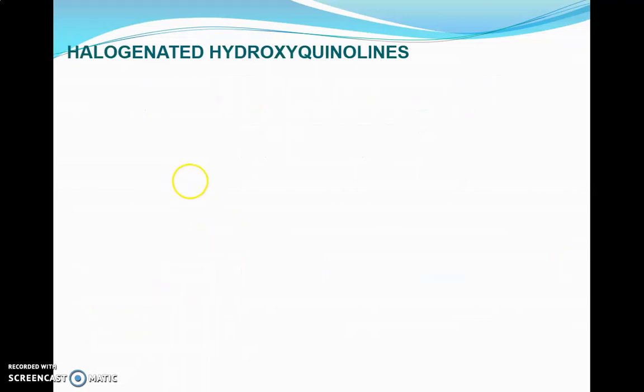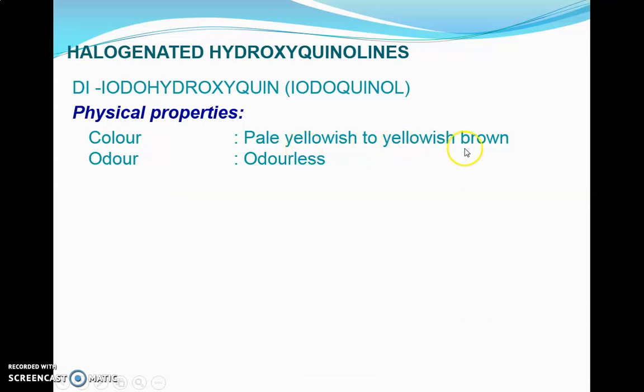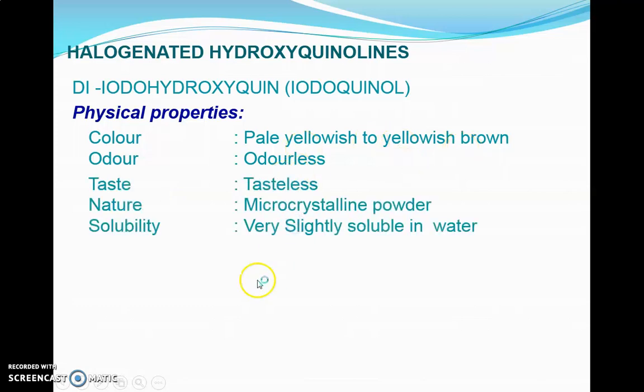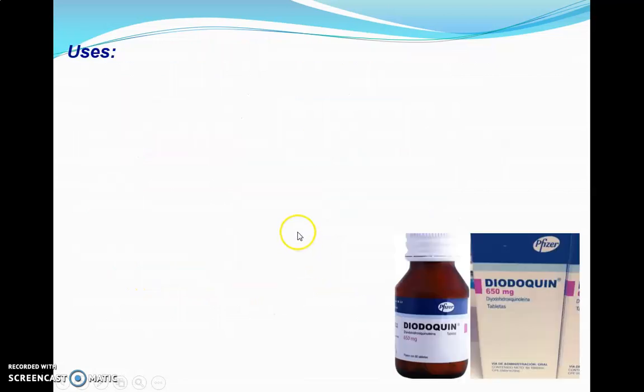Few of the compounds are remaining, so we'll see these. Amongst these is halogenated hydroxyquinolin. First, diiodohydroxyquinolin, which is a pale yellow to yellowish brown, odorless, tasteless, microcrystalline powder, very slightly soluble in water. It should be stored in a tightly closed, light resistant container.